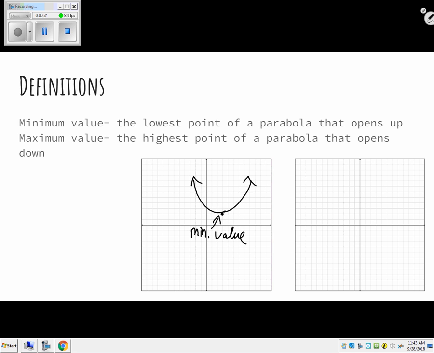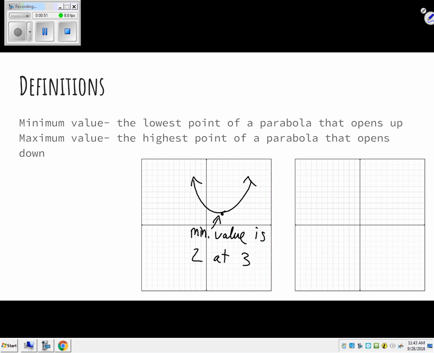This is called a minimum value. And the most important part of this minimum value is not the x-coordinate, but the y-coordinate. So for instance, the minimum value of this is 2. And where the x-coordinate comes in is we just say that the minimum value is 2 at the point, or at 3. Okay.